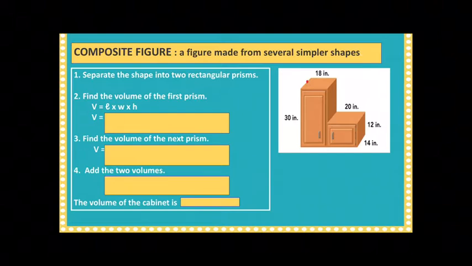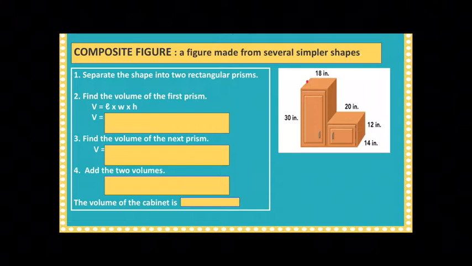So if we wanted to figure out the volume, the amount of space that this figure takes up, we would need to figure out the volume of this composite figure. So we've got 4 steps to the left here that are going to explain how we are going to figure out the volume of a composite figure. So step number 1 says separate the shape into 2 rectangular prisms.